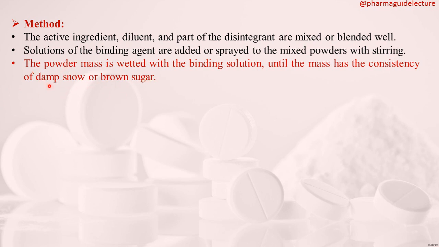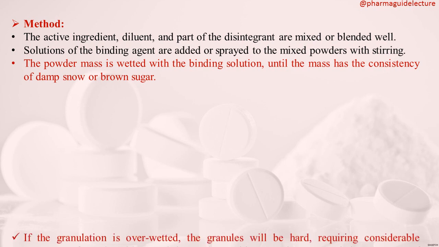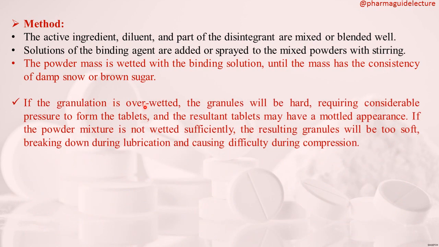If the damp mass attains the consistency of damp snow or brown sugar, then we stop adding the binder solution. If the granulation is over-wetted, or if the granulating fluid is added in more quantity, then the granules will be hard, requiring considerable pressure to form the tablets, and it will result in a mottled appearance also. If the powder mixture is not wetted sufficiently, or if the granulating fluid added is not in sufficient quantity, then the resulting granules will be too soft, breaking down during lubrication and causing difficulty during compression also.